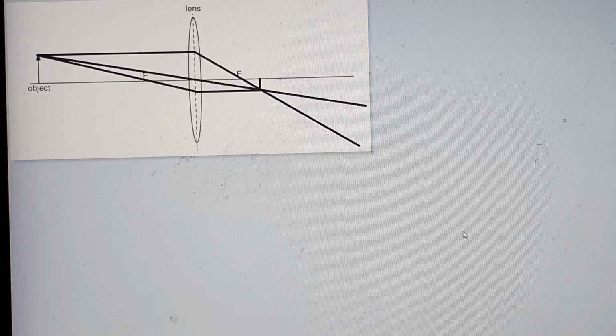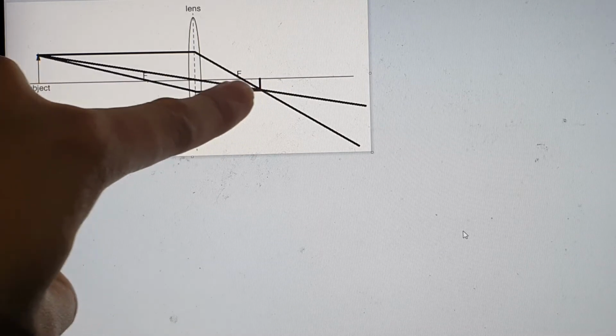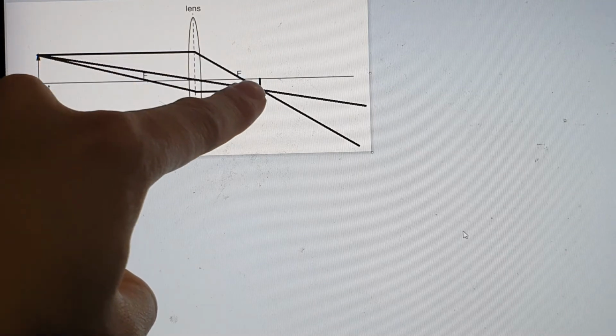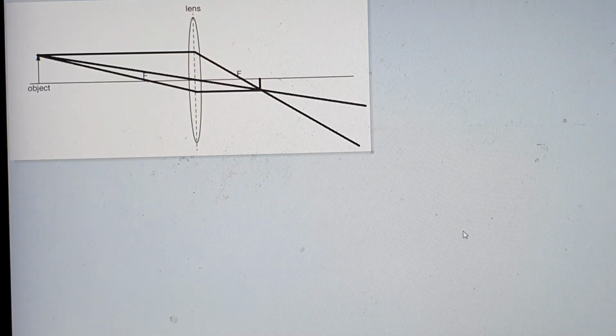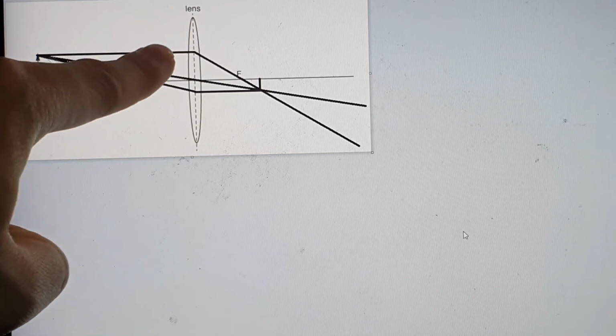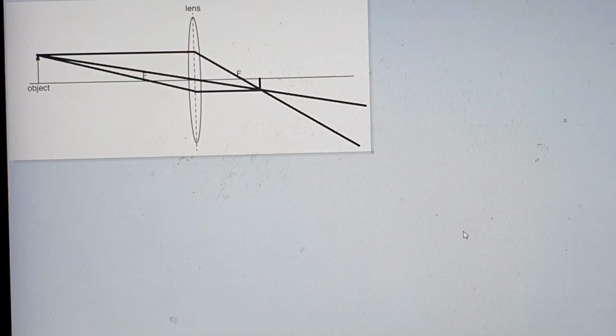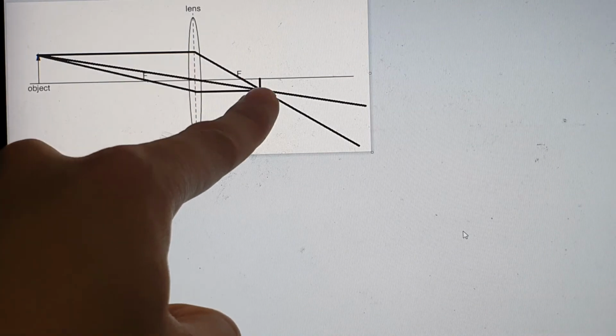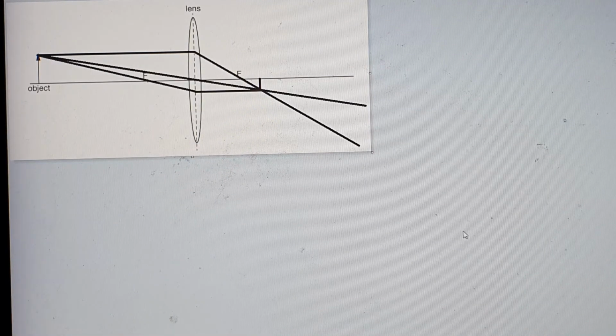And what about the converging of light? Can you see that the light converges after the focus? So here's where it converges. The light rays converge to this point after the focus. The light parallel to the principal axis meets at the focal point. And what about the image itself? The image is real, it is inverted, and it is after F.